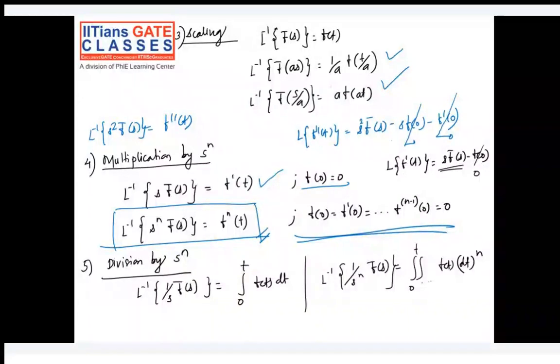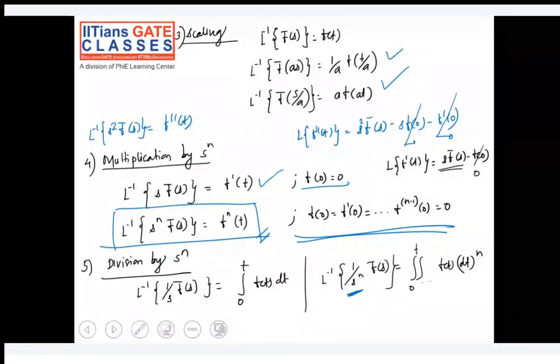Division by s raised to power n. The inverse Laplace of f bar of s divided by s will be the integration from 0 to t of f of t. So if you are dividing by s raised to the power n, in that case you will integrate it n number of times. That's all. Same thing, just in the reverse manner, nothing else. So we understood the inverse Laplace transform, multiplication by s raised to power n, and division by s raised to power n. Now the inverse Laplace of derivative and inverse Laplace of integral.